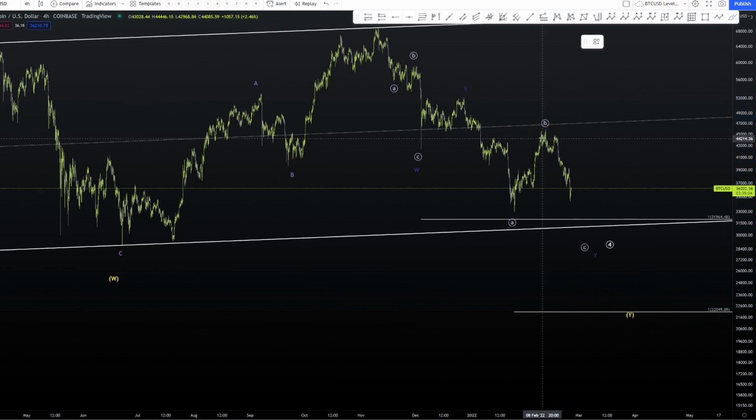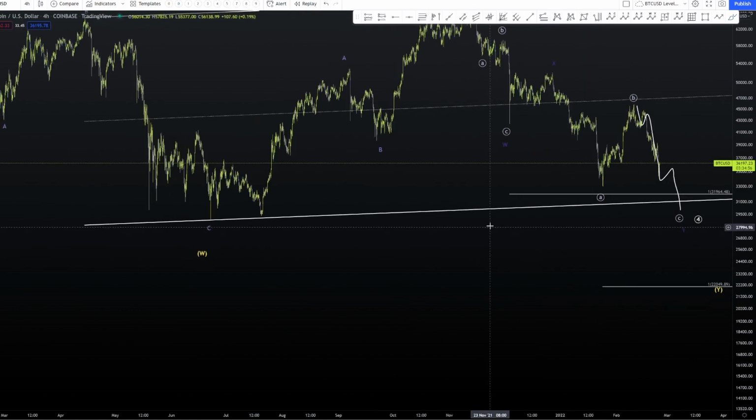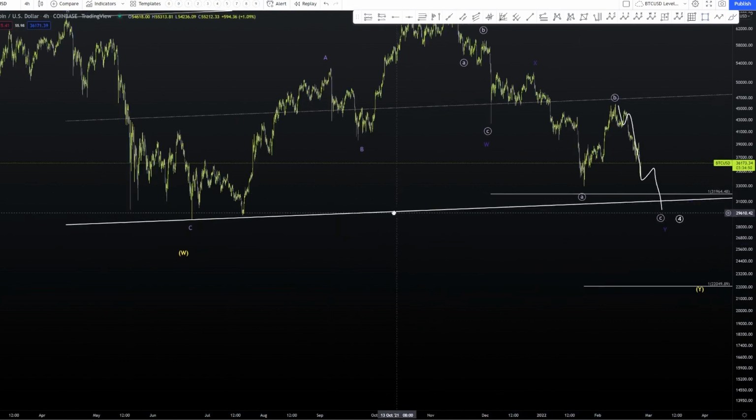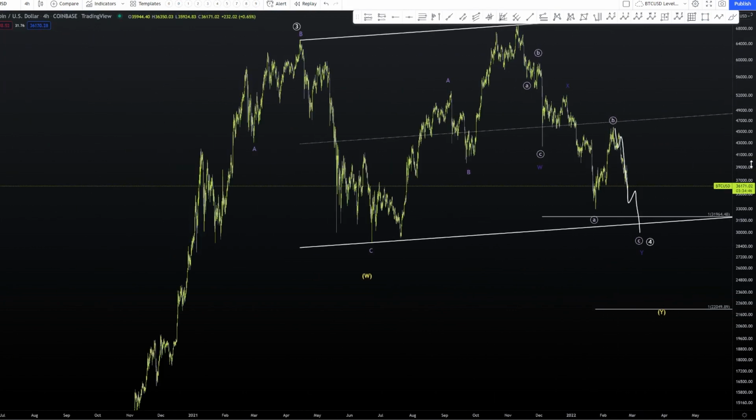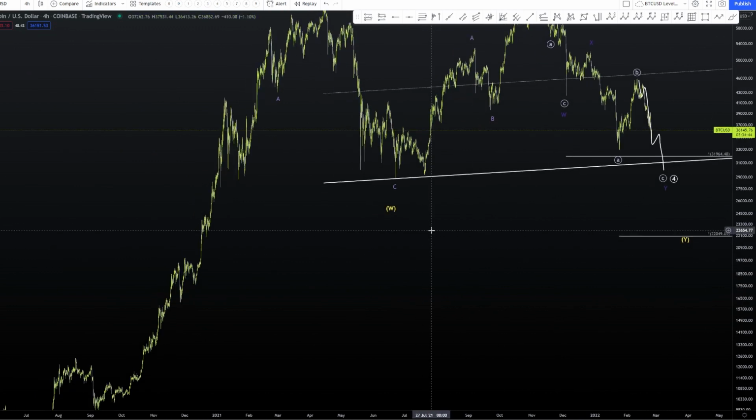So for all we know, this could be a 1, 2, we could be in a 3, 4, and then come down for the 5, like so. And in that case, we may just be coming down to this region of support down here. We may get a swing failure pattern of these lows. This count is not going to give us a very low target. At least it's not going to give us a target as low as the count that I showed you guys previously.